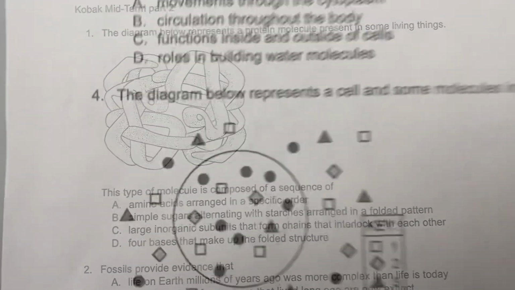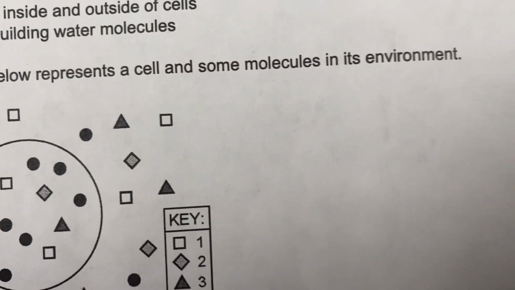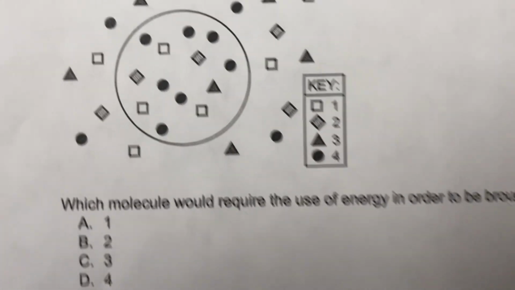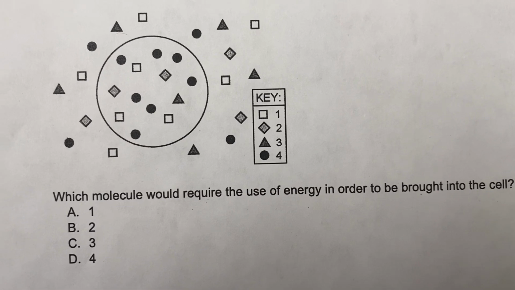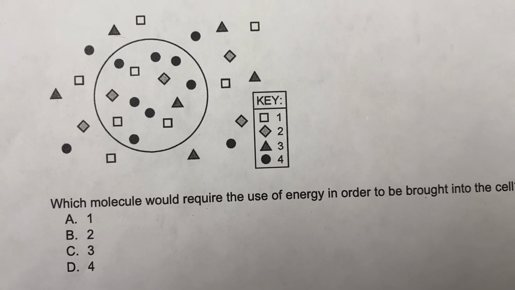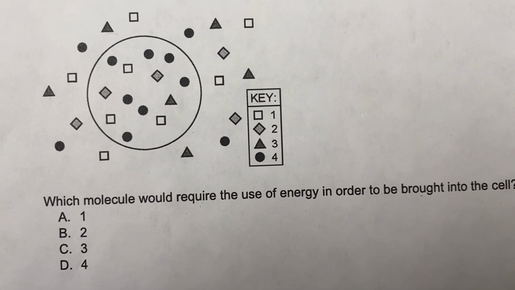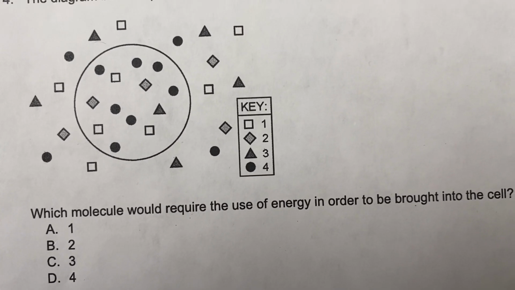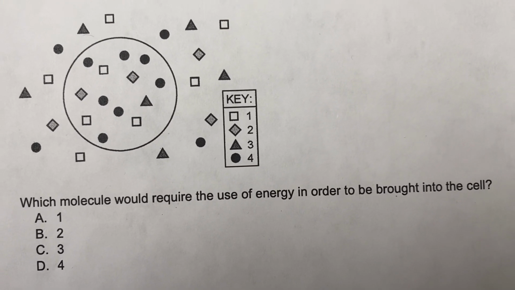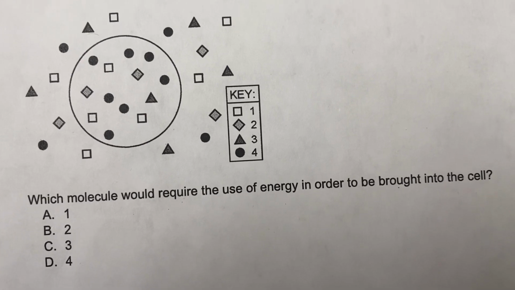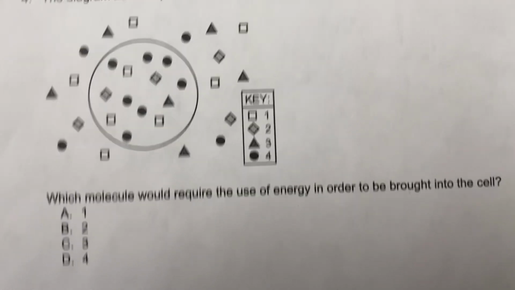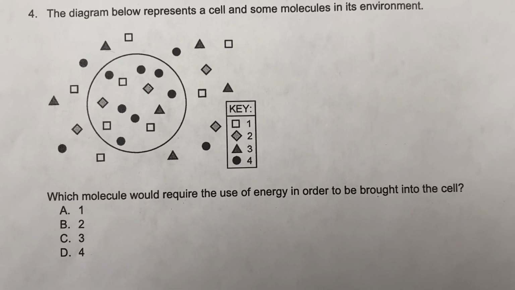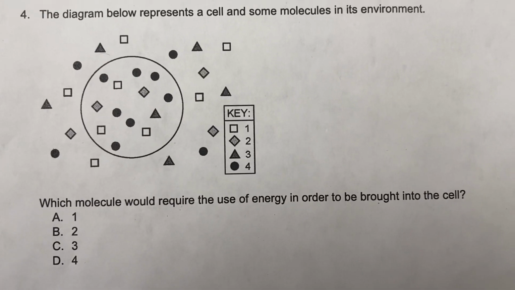A. Good. Diagram below represents a cell and some molecules in its environment. Which molecule would require the use of energy in order to be brought into the cell? Is it A, molecule number 1, B, molecule number 2, C, molecule number 3, or D, molecule number 4? That's correct. Molecule number 4 is the right answer. Right? It's the only one that would be going against the concentration gradient. Therefore, would need ATP energy in order to function.